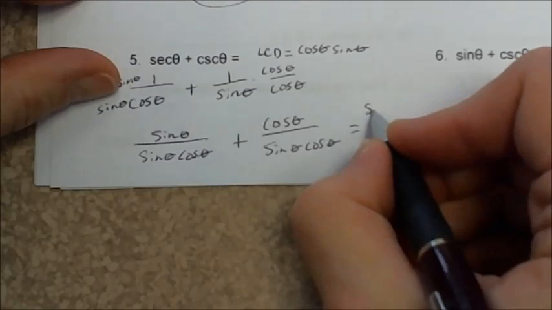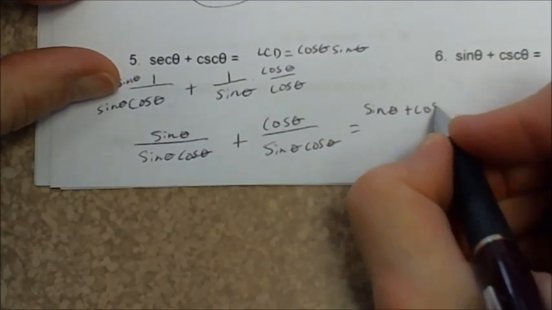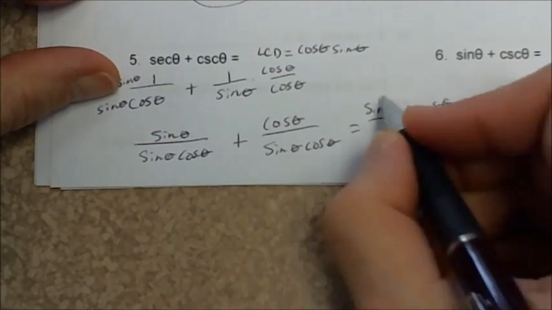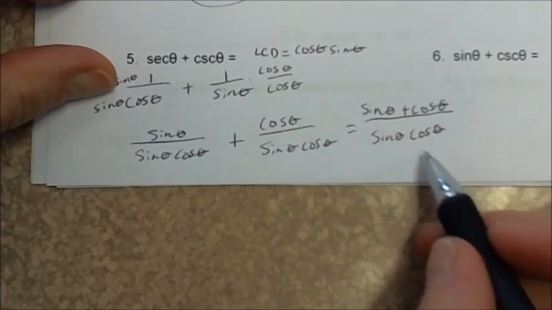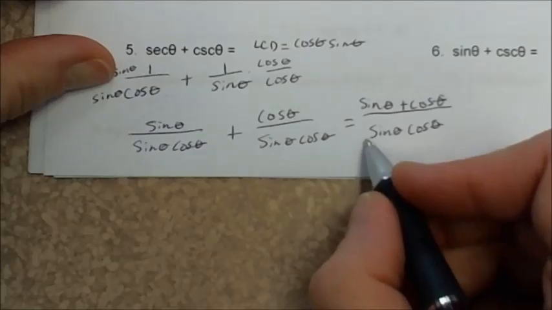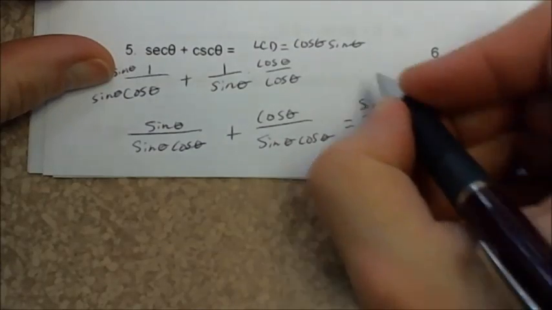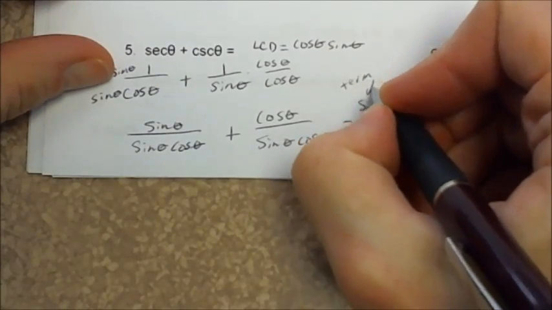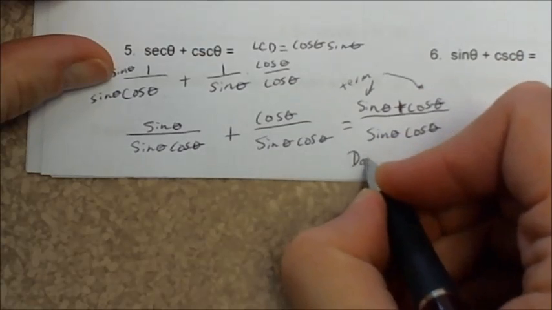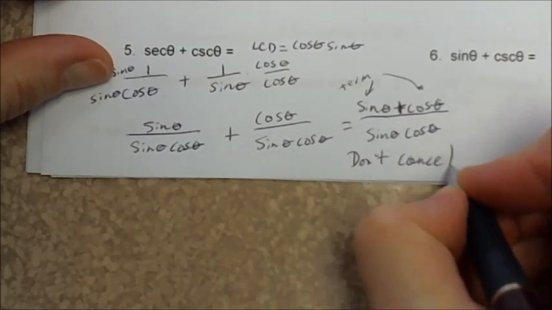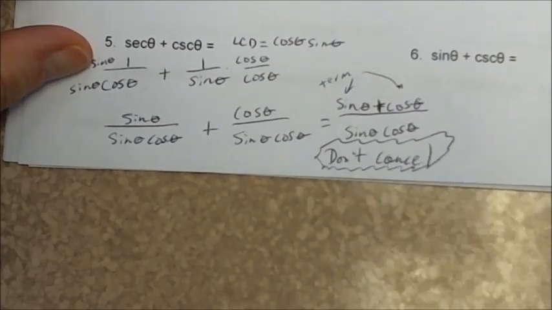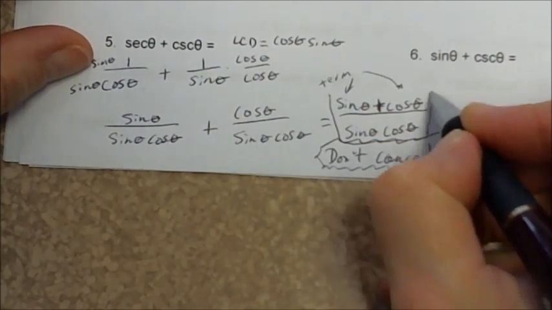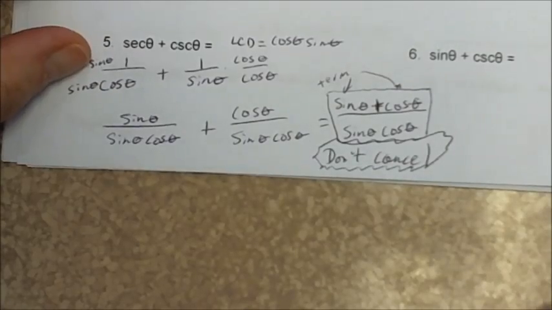And now we have the same denominators, so we can just add the numerators. Sine plus cosine, and there's nothing you can do to simplify that. And on the bottom, it's sine times cosine. Do not cancel, because this is a term, right? This is a term. This is a term. Don't cancel. Right? Don't cancel those terms. That's the answer to this problem. You can't do anything else with it.